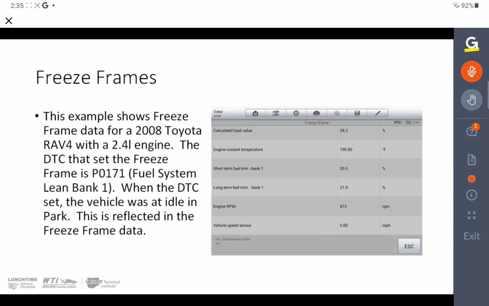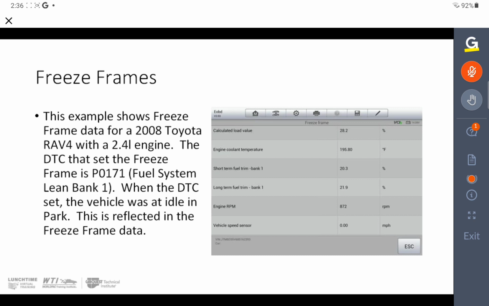Here are some examples of freeze frame. This is a 2008 Toyota RAV4 with a 2.4 liter engine. It set a P0171. When that set, the calculated load was at 28%. Short-term fuel trim was 20%. Long-term fuel trim was 21%. Engine RPM was 872 RPM.